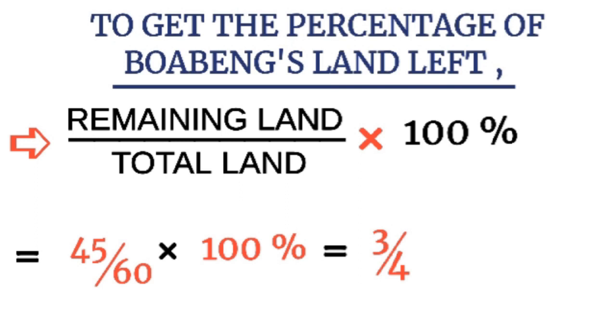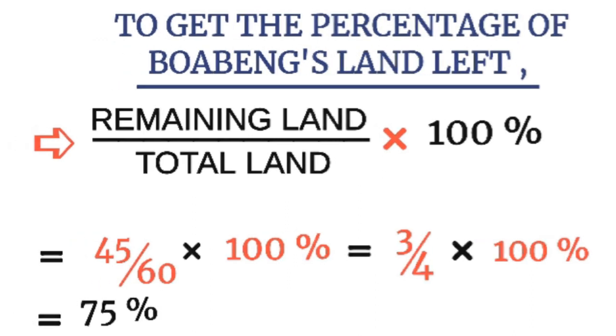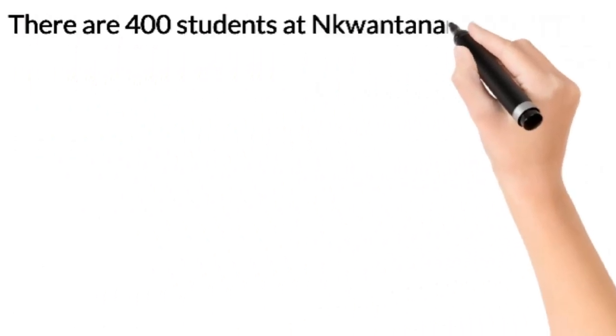15 goes into 45 3 times. 15 goes into 60 4 times. 3 over 4 multiplying 100. 4 goes into 100 25 times. 25 multiplying 3 is 75%. Boaben's land left is 75%, and he sold 25% to the miners.